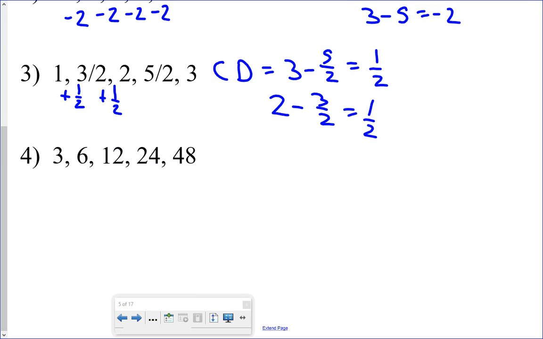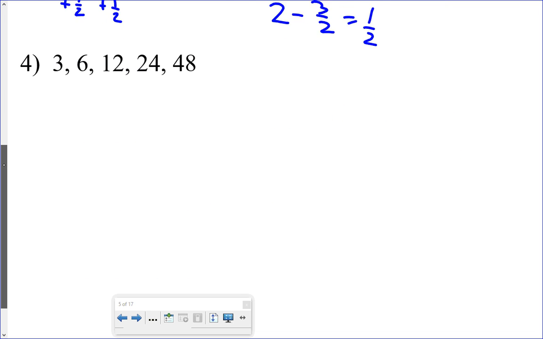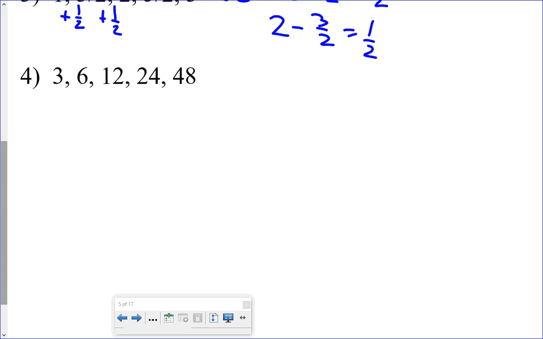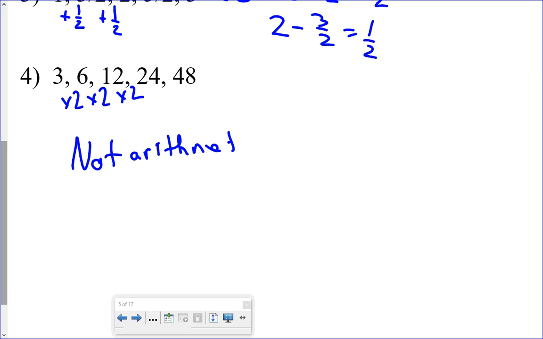Let's go ahead and have you pause the video and do this example. So one way to look at this is if you multiply by 2 to get to the next number, that's the pattern. So this is not arithmetic, and so we cannot identify the difference of these terms.